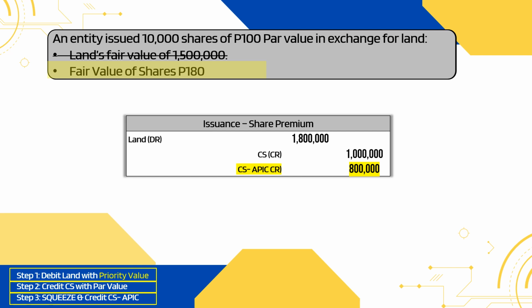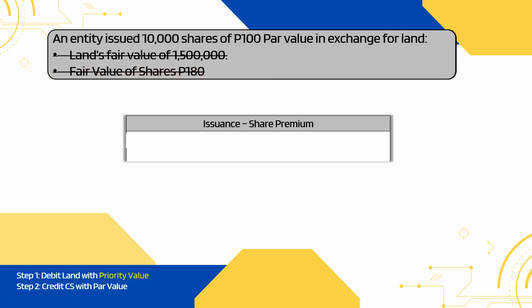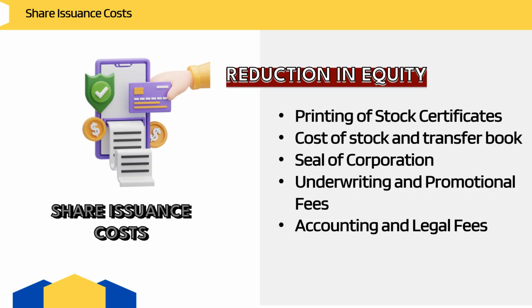And then finally, last scenario, paano kung hindi binigay yung fair value of land or fair value of the shares? All you have to do is issue it at par. I will value the land at the par value of the shares. So meaning, the land will be 1 million. And my CS is 1 million. So walang butal. There is no share premium in the final scenario. So basically, that's the idea of share premium.